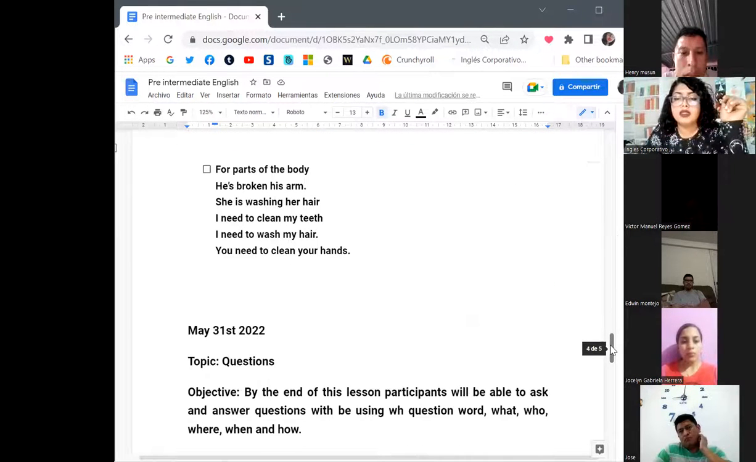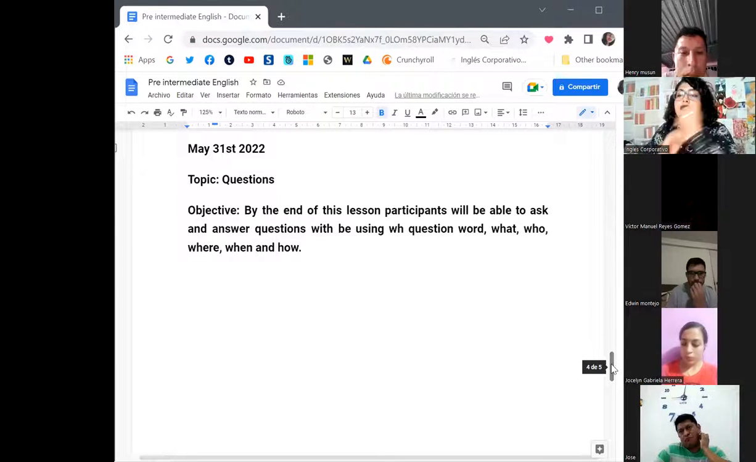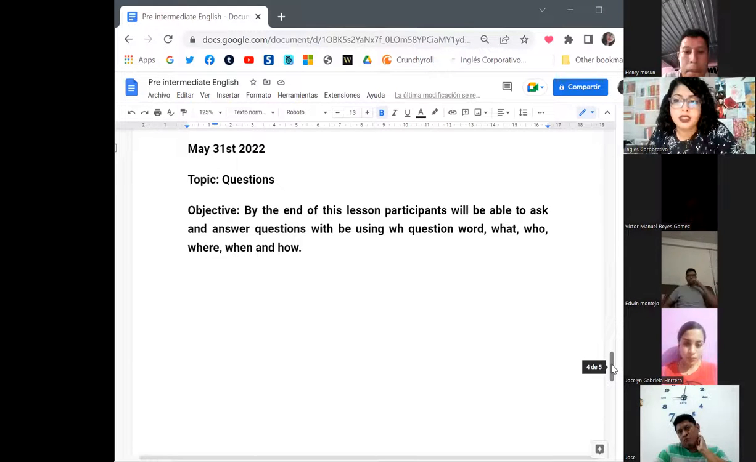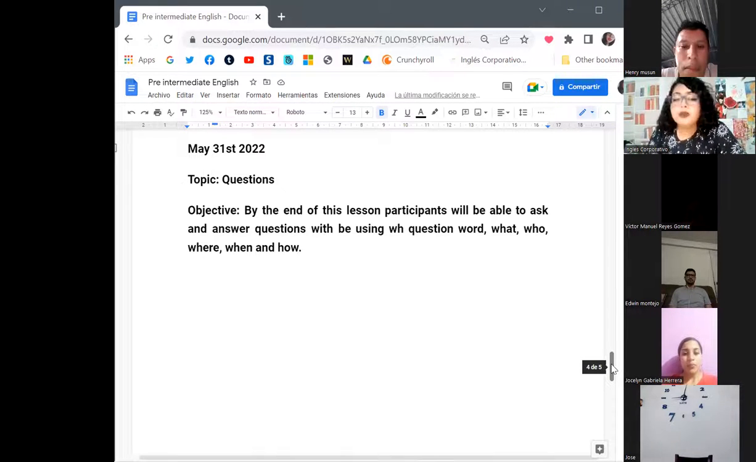It is not related to the topics that we were learning yesterday. This is the new topic that we have here, and it's about questions. We are going to learn some information about questions. So we have the objective here, and it says, by the end of this lesson, participants will be able to ask and answer questions with the verb be in this case, using WH question words like what, who, where, when, and how. Vamos a aprender sobre preguntas, cómo formular las preguntas, cómo hacerlas, cómo responder.